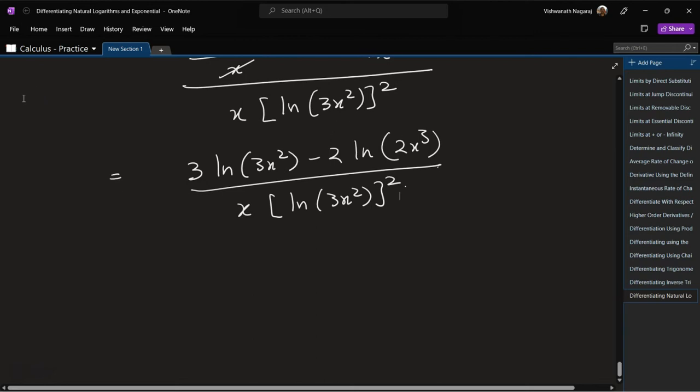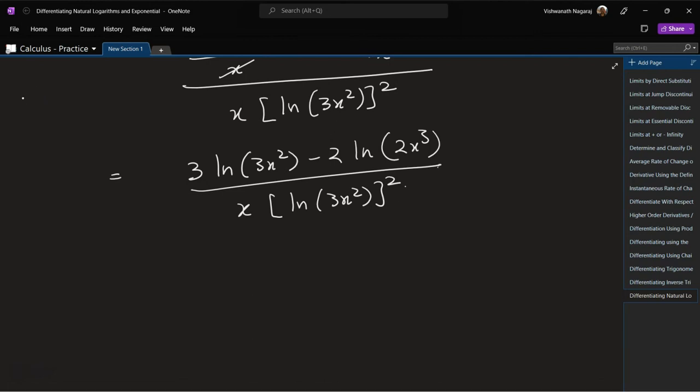So that is differentiating natural logarithms and exponential functions.